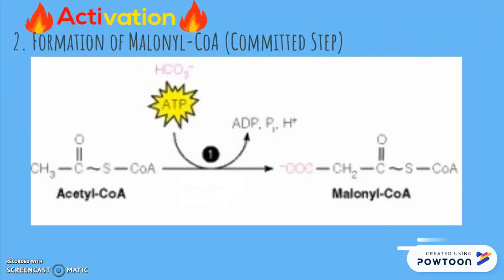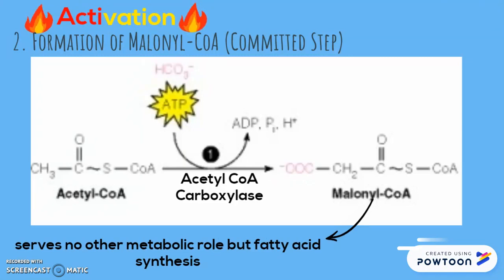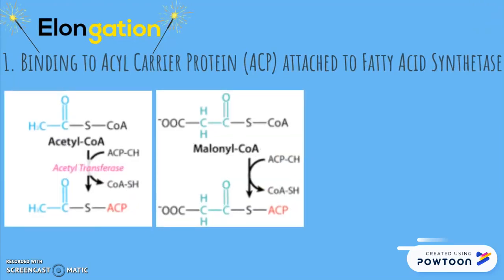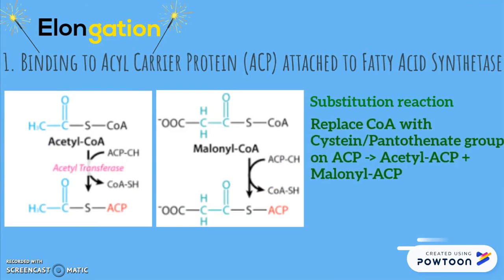Formation of malonyl-CoA. Malonyl-CoA is formed through carboxylation of acetyl-CoA using the enzyme acetyl-CoA carboxylase. This is a commitment step because malonyl-CoA serves no other metabolic role but fatty acid synthesis. Elongation. Step 1. Acetyl-CoA and malonyl-CoA will each react in a substitution reaction to replace the CoA with the cysteine or pantothenate group on the acyl carrier protein, forming acetyl-ACP and malonyl-ACP complexes respectively. No energy is required in this step.